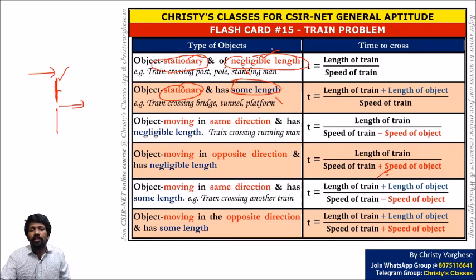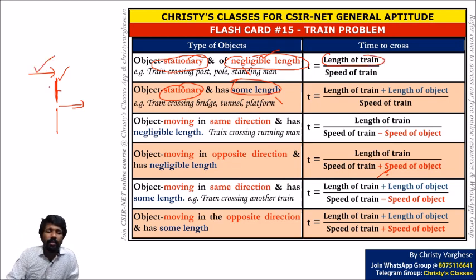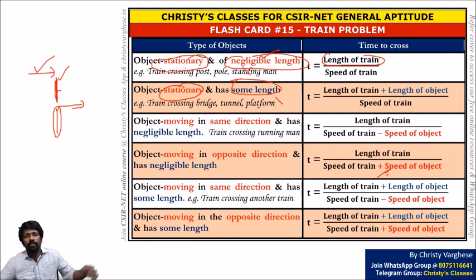That is why the distance to be covered will be only the length of the train, because for the train to cross means the total length of the train should cross the width of the post. As the width of the post we are considering as 0, as the train is so long compared to the width of the post, you can say length of the train L divided by speed of train, because the second object is not moving, so only speed of train matters. So L by S, length of train divided by speed of train, will be the formula there.